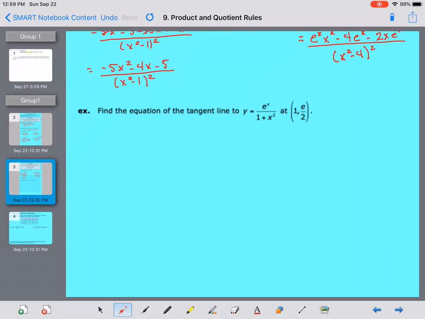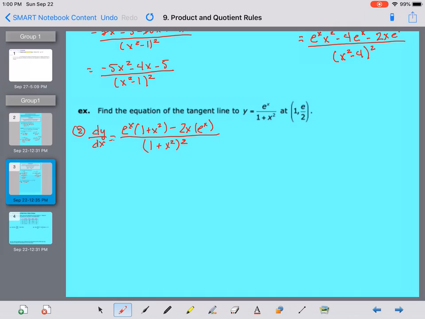So our second step is to in fact take the derivative. That's what we're on, is that dy dx. So if we take the derivative of the top, e to the x gives us e to the x, times the bottom, minus derivative of the bottom, times the top, all over the bottom squared.